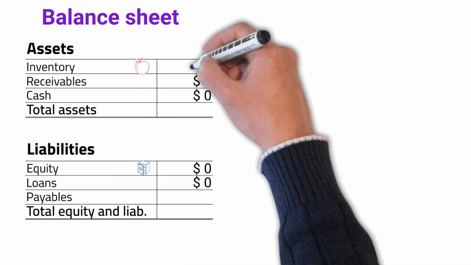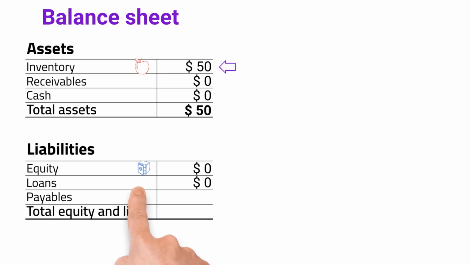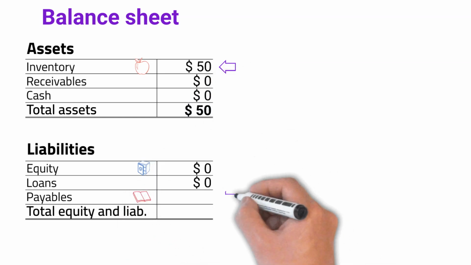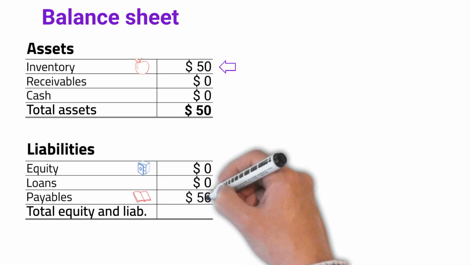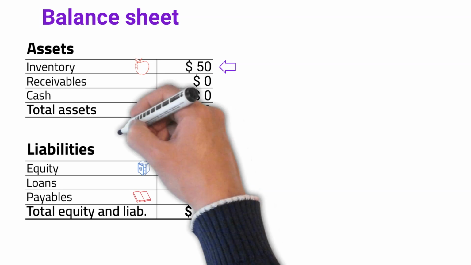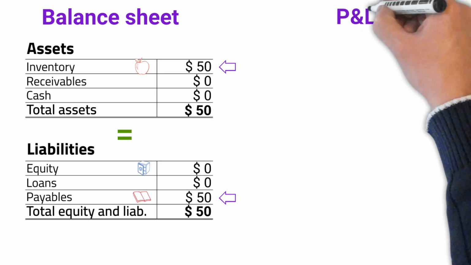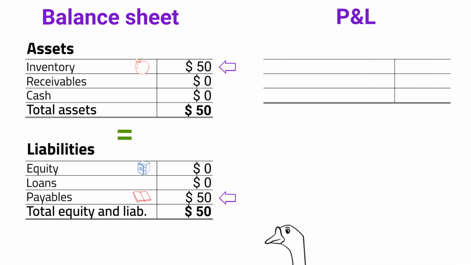Imagine we have bought 5 apples for $10 each from our supplier on credit, as we did in our previous lessons. As a result, we have $50 of apples in inventory and $50 liability, payables we owe to our supplier. So that the balance sheet still balances. Let's not forget about that. Let's put our income statement to the right.